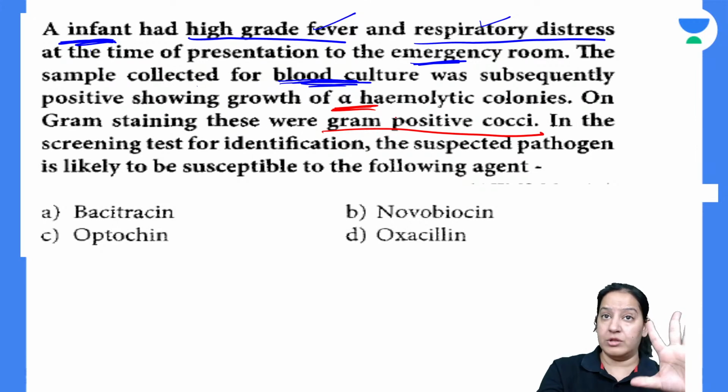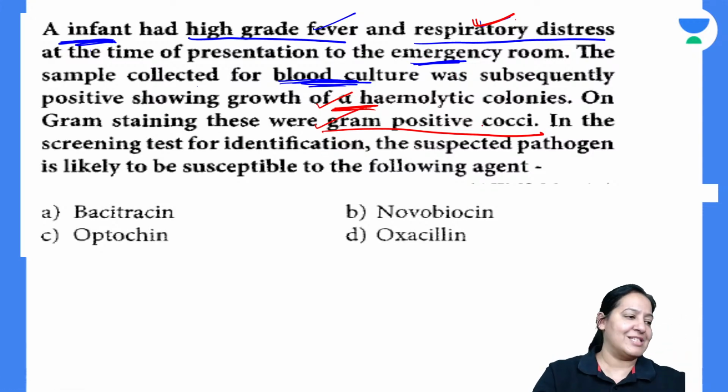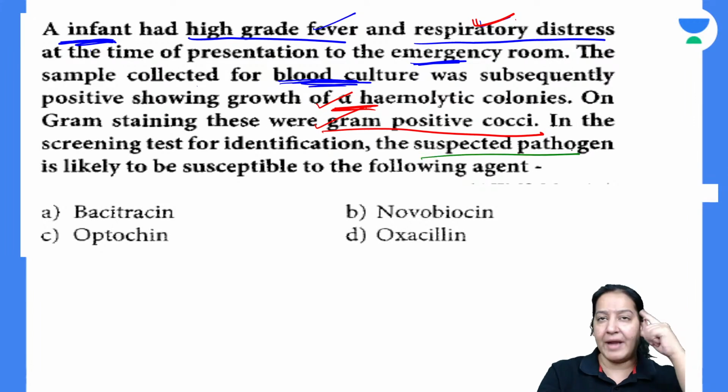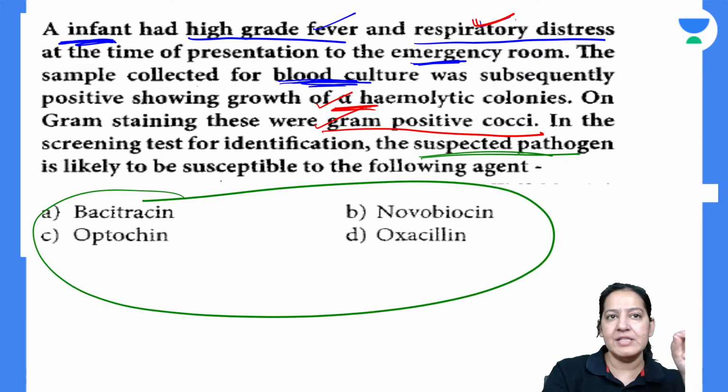Now gather the clues. The first clue given, it is showing alpha hemolytic colonies. The second clue given, it is a gram positive cocci. And the third clue, it is causing respiratory distress, that is pneumonia in the infant. So three clues are given in the question. Now you want to confirm the suspected organism. You have something in your mind, the organism can be this. You want to confirm that. So to which of the following agents will the organism be susceptible?